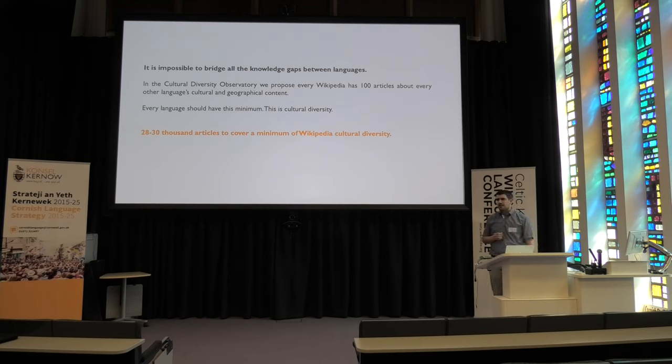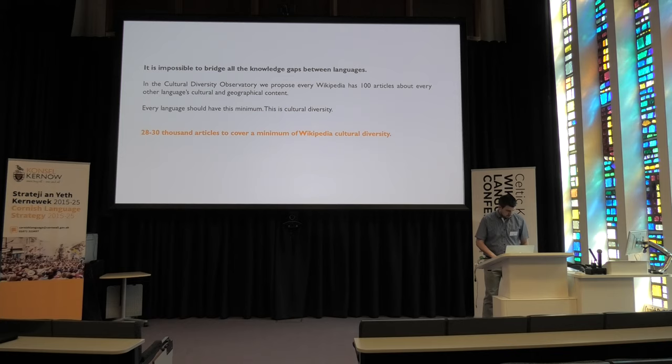And I would say that having just 100 articles about every cultural context would be reasonable in order to have a minimal cultural diversity, all cultural diversity in terms of Wikipedia languages. So this would add up to 30,000 articles. This may be a lot to some languages, and this may be perfectly doable to other languages.